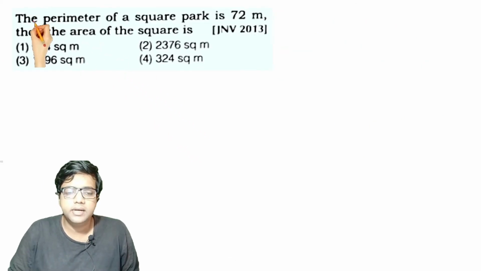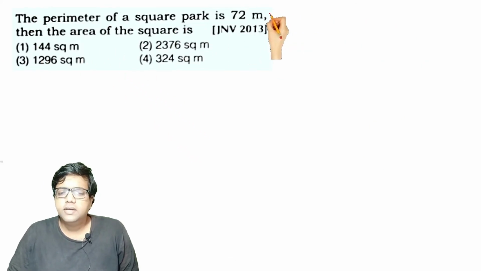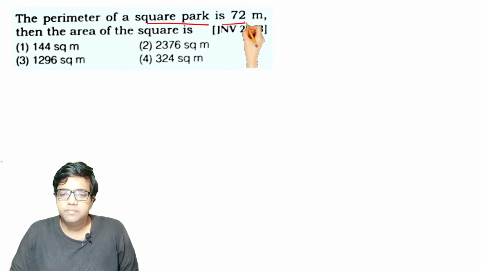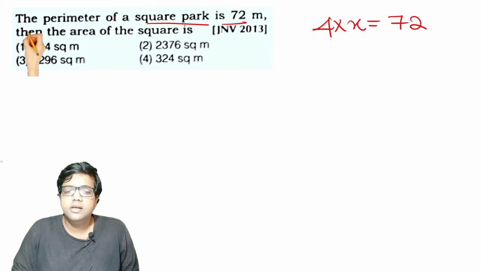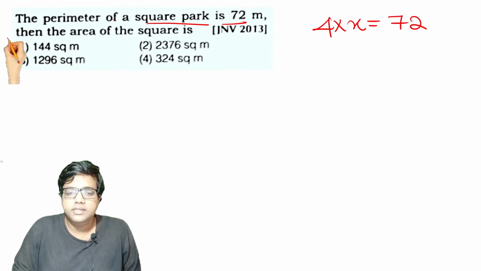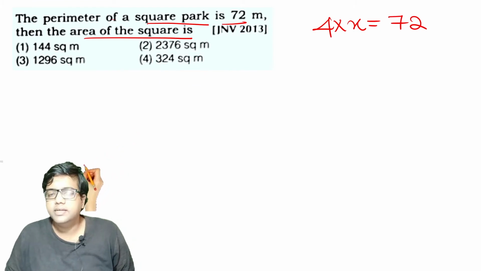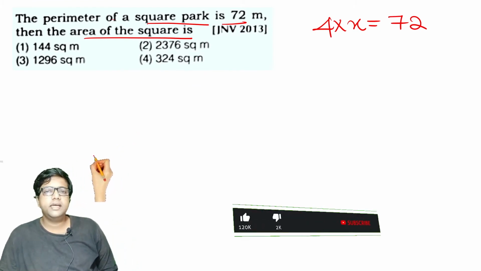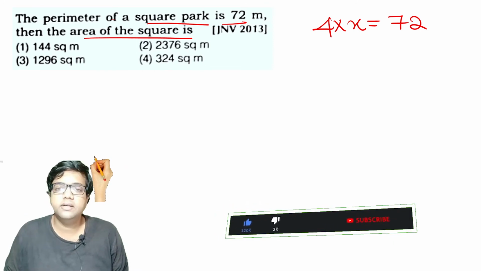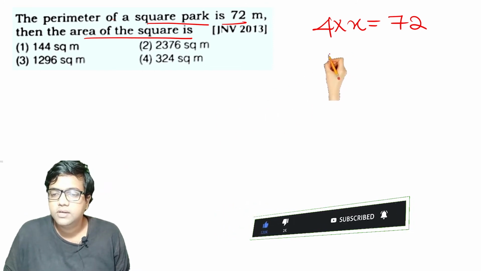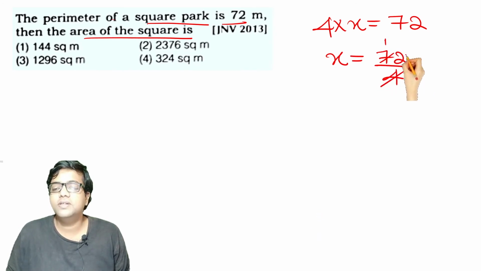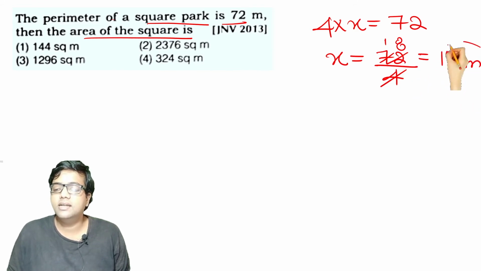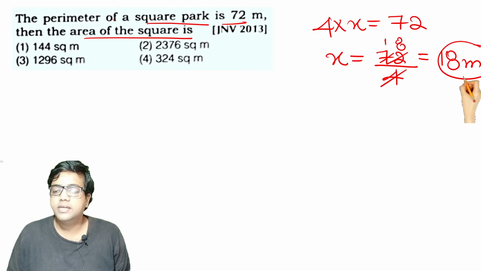So let's move ahead. The perimeter of a square park is 72 meters. So 4 into length of the square is equal to 72 meter. This is the information given to us. Then we need to find the area of the square. In order to find the area, we need to know the length of the square. How to do that? So x is equal to 72 by 4. 4 ones are 4, 4 eights are 32. So you will get 18 meters as the length of the square here. So x is 18 meters.